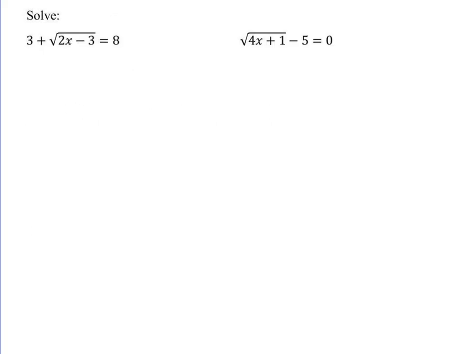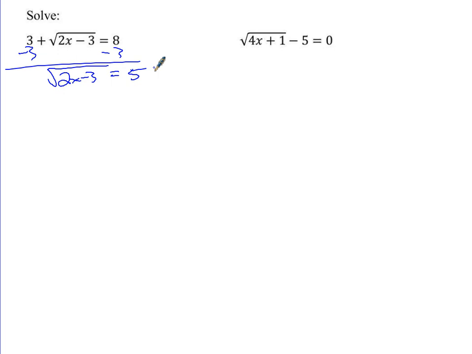Okay, solve the equation. The first thing we want to do is isolate the radicals. So get that thing by itself. In order to do that, I've got to get rid of this 3 that's hanging out front. So subtract 3 from both sides. And now I have the square root of 2x minus 3 equals 5. Now that the square root is by itself, I can get rid of the square root.